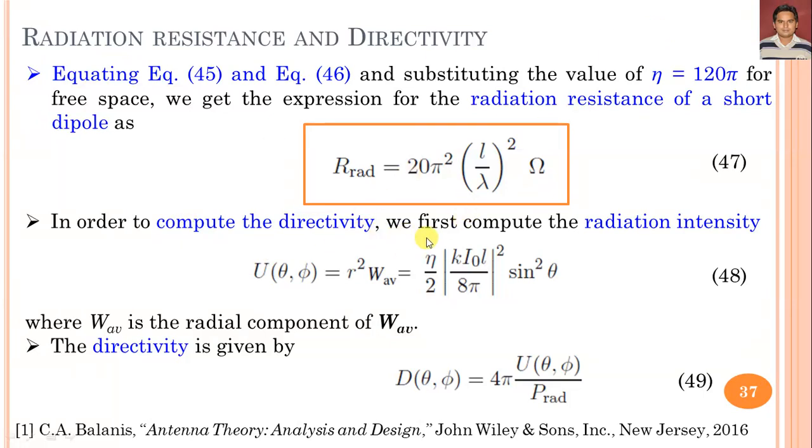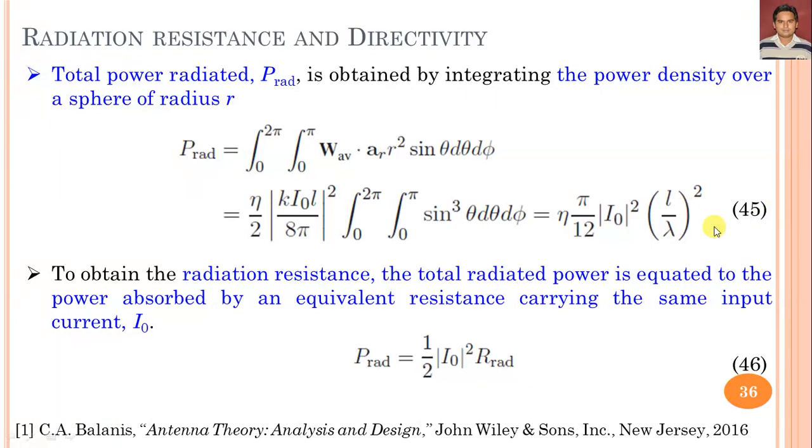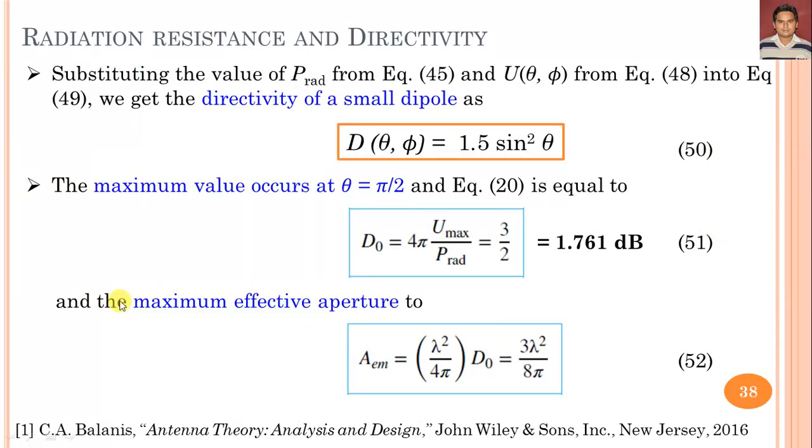In order to compute the directivity, we first compute the radiation intensity U of theta comma phi, which is r square W_average. We put the W_average value and find the radiation intensity U of theta comma phi, where W_average is the radial component of W_av. So the directivity D we can calculate by using the expression 4 pi U(theta, phi) upon P_radiated. By putting equation 48 and P_radiated from equation 45, we can find the directivity of a small dipole, which is equal to 1.5 sin square theta.